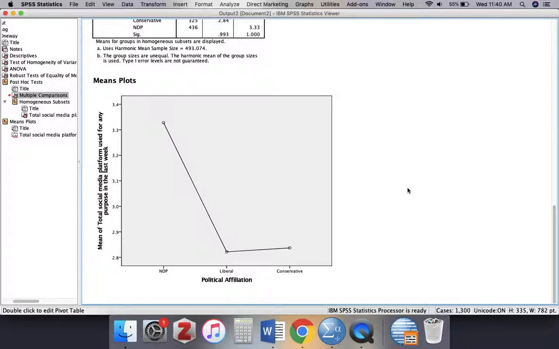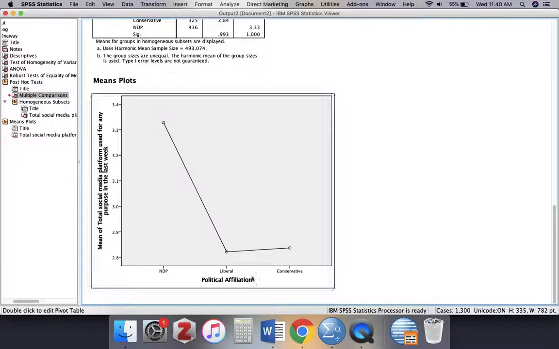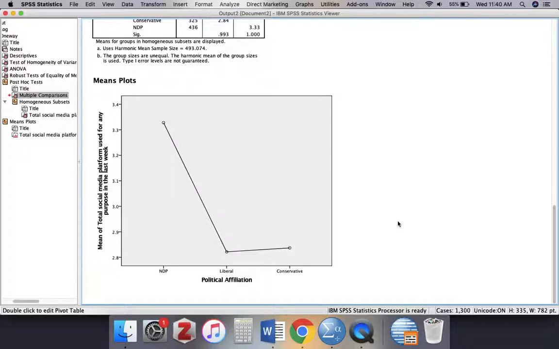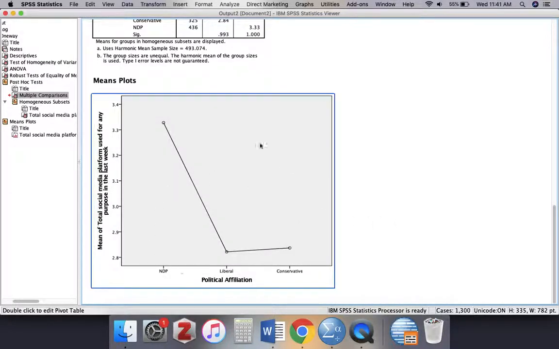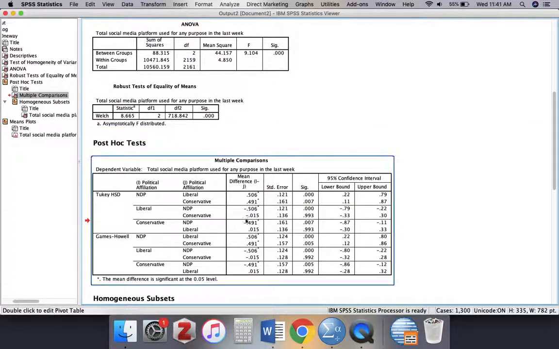Now for your own visualization, you can see here that NDP was scoring way higher on total social media weekly usage, and liberal and conservative were scoring way lower than this mean here. But the liberal and conservative means were very close to each other. Okay, so that's just another way that you can visualize this, but obviously you will have to check it in your multiple comparisons as well as in your ANOVA test.